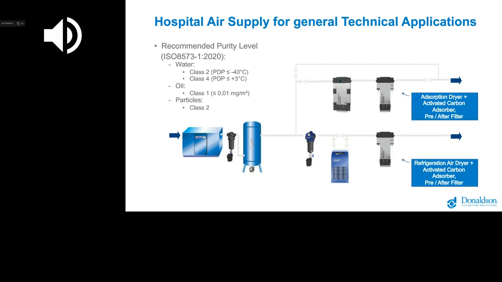Should the application be for laboratories, we may want to improve the quality of air, particularly for the water vapor, by going to class 2, where we would actually install the smart type absorption dryer, and that would be followed by an activated carbon tower to make sure that we have a completely oil-free and particle-free system in use.